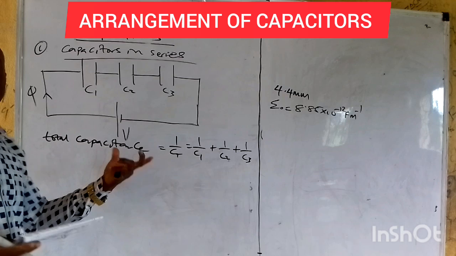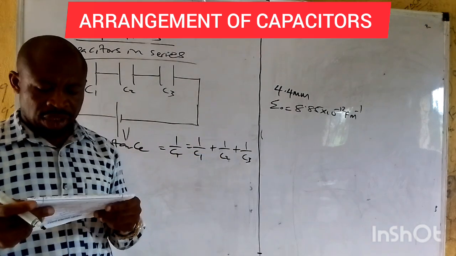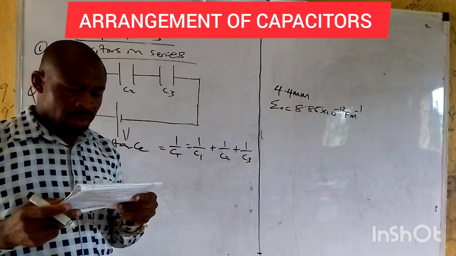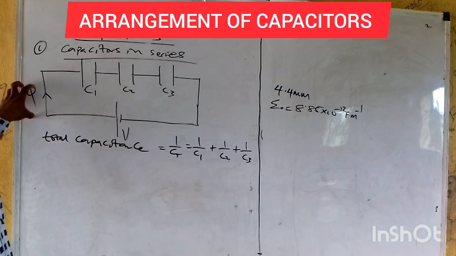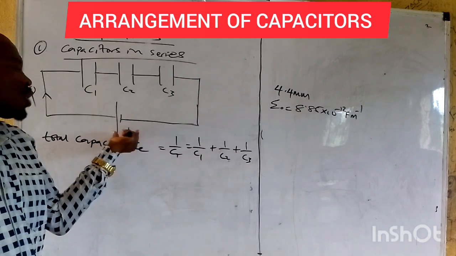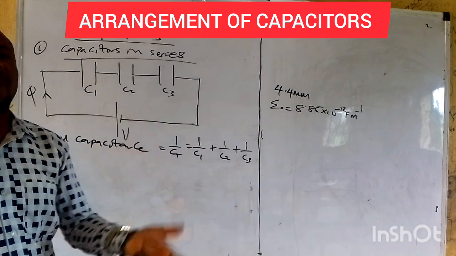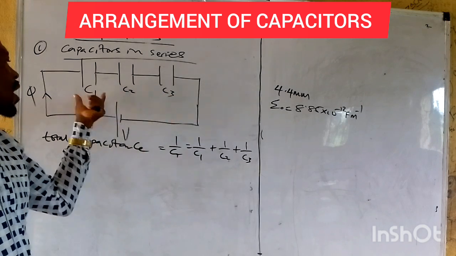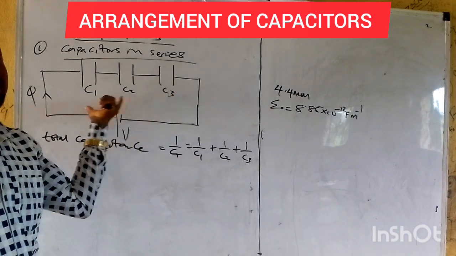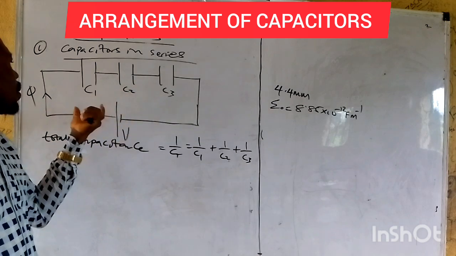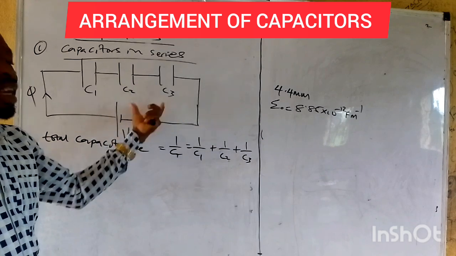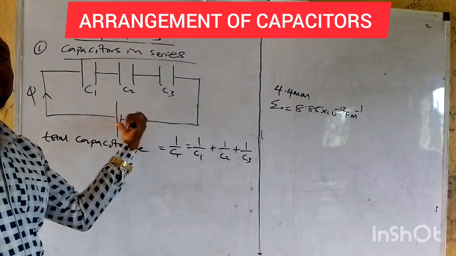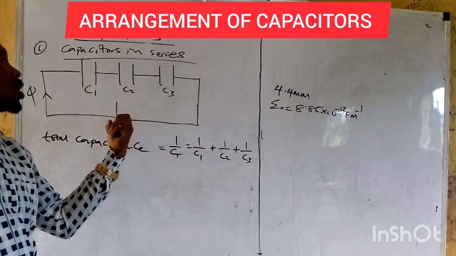Now, when capacitors are arranged in series like this, all the capacitors have the same charge. So if you arrange it like this, the same charge flows. But the V here, which is the potential difference, varies. So potential difference is highly dependent on the values of these capacitors. For example, if this one is 2 microfarad, this one is 3 microfarad, this one is 4 microfarad, the same charge will flow there, but different potential difference they will gain.